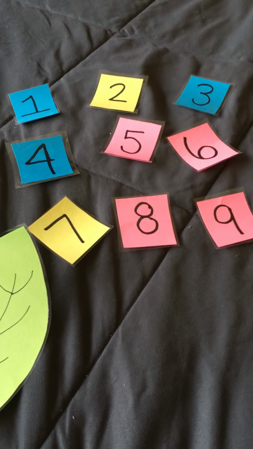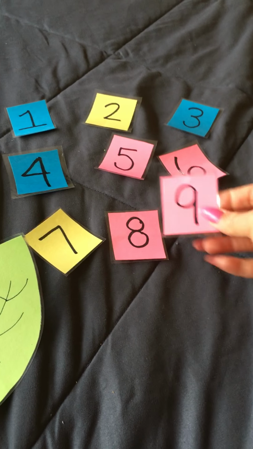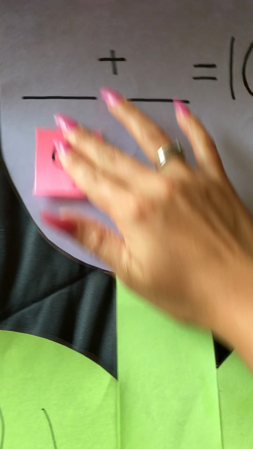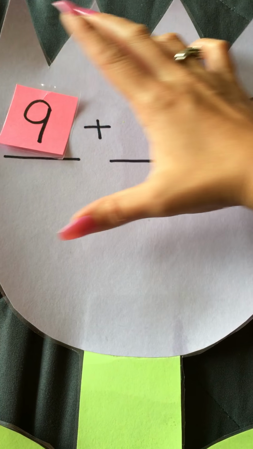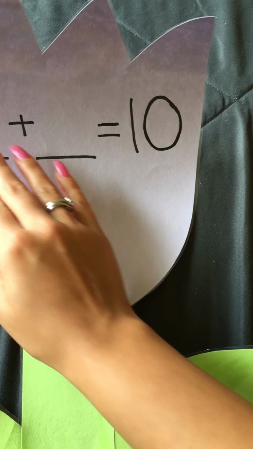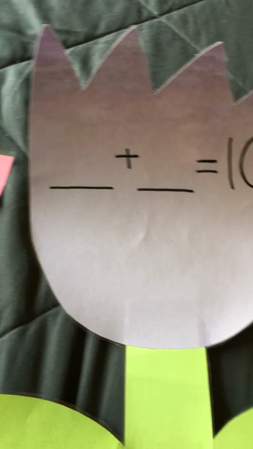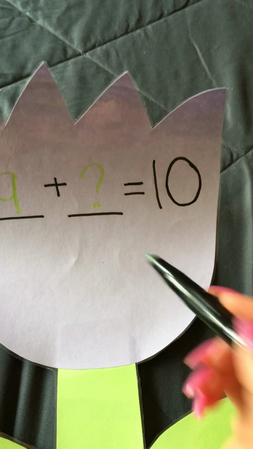So first we're going to start off by picking a random number from 1 through 9. And I chose the number 9. So we're going to put that right there. And then we're going to solve 9 plus what equals 10. I'm going to show you a couple different ways to solve this equation. Since the number 9 isn't staying on there, I'm going to write it right here, and then we are solving for this number right here.